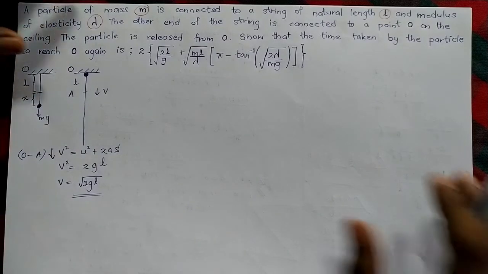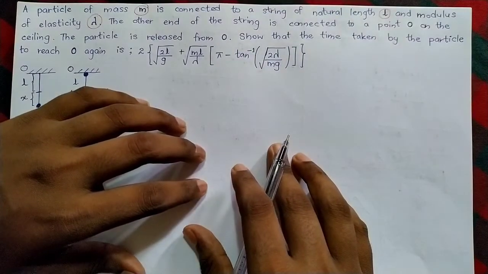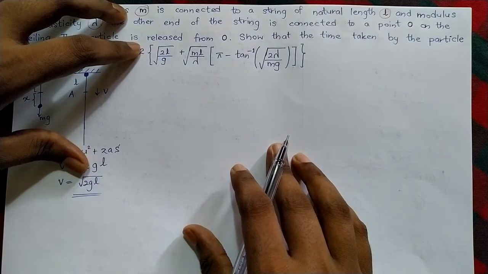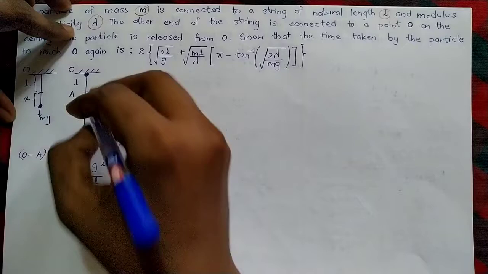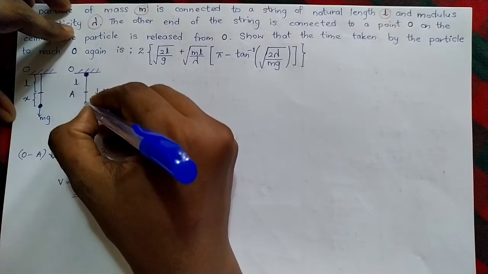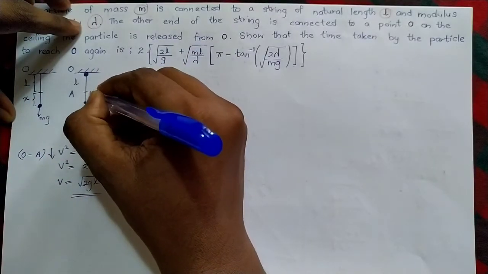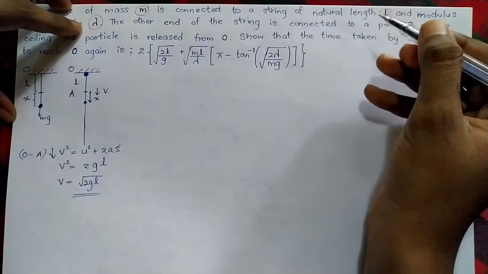Now we have to start from our characteristic equation. What is the characteristic equation? x double dot equals minus omega square into x. First we have to derive the characteristic equation for any simple harmonic motion. So let's consider a general point. We are considering a general point along this path with a separation x. We are taking x.